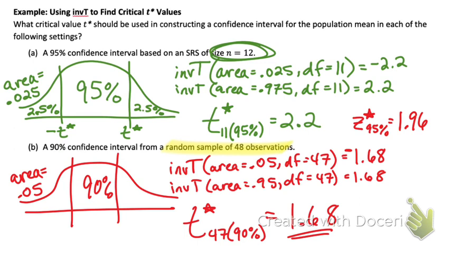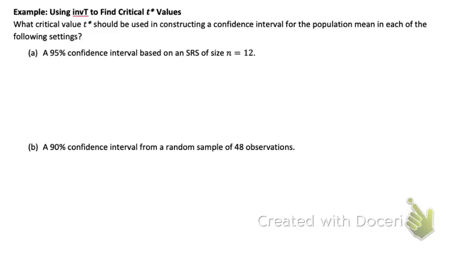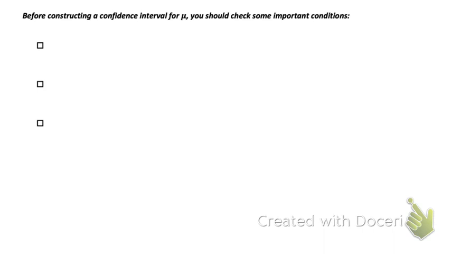Yeah, so sad. But, okay, let me give you a positive, negative, positive sandwich. Here's the last positive. You ready? The good news is that most of the time, you're just plugging all this into your calculator, and it's doing all the work anyway. So there you go. Speaking of, what do you think the conditions are for constructing a confidence interval for mu?